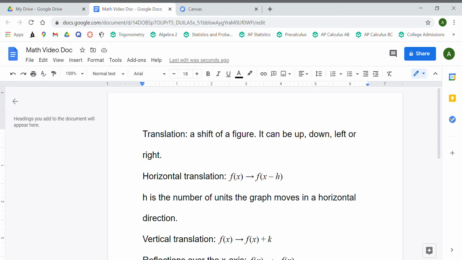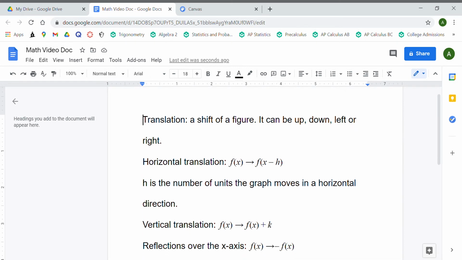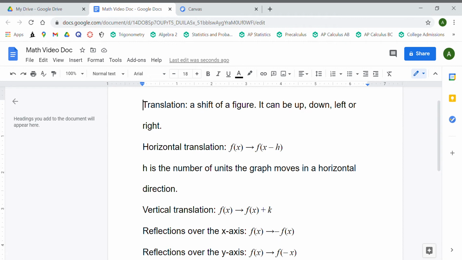Hey guys, welcome back. Today we're going to be talking about absolute value functions. Now, for those of you who have watched a previous video on transformations of linear functions, you might be wondering, why do I still have this up? Guess what? What we're going to be doing today is all about transformations.